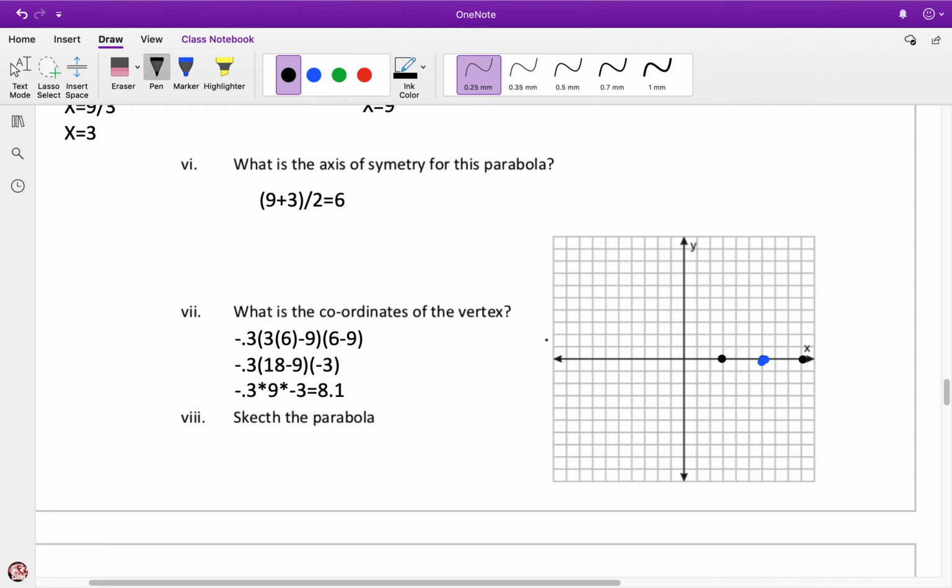So let's mark it on my graph. I'm going to go up 8.1. 1, 2, 3, 4, 5, 6, 7, 8. Maybe a little more up. Okay. There. And then I can draw it. No way it's going to be as good as the other one. Boom. Good. And then for a good graph, we have the vertex labeled as 6, 8.1.